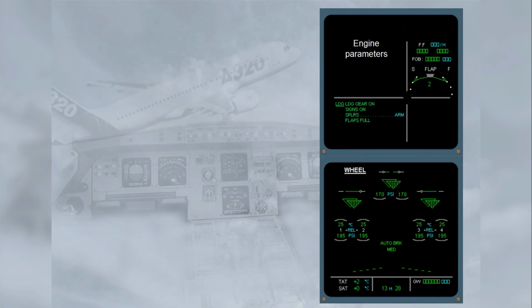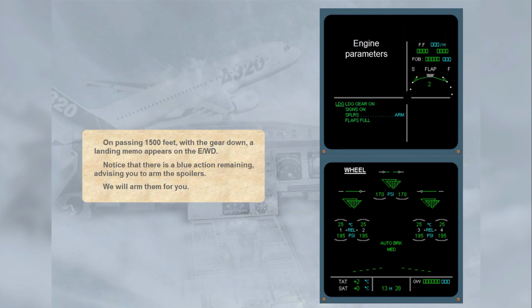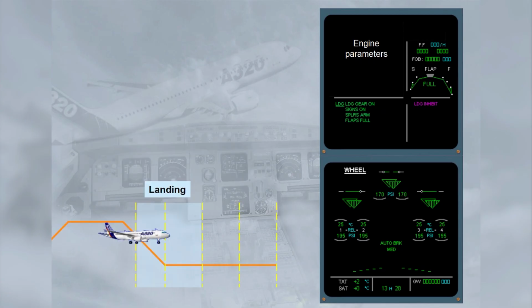On passing 1500 feet, with the gear down, a landing memo appears on the engine warning display. Notice that there is a blue action remaining, advising you to arm the spoilers. We will arm them for you. The blue action line is replaced by a green action completed indication. Notice that there are now no blue action lines outstanding.